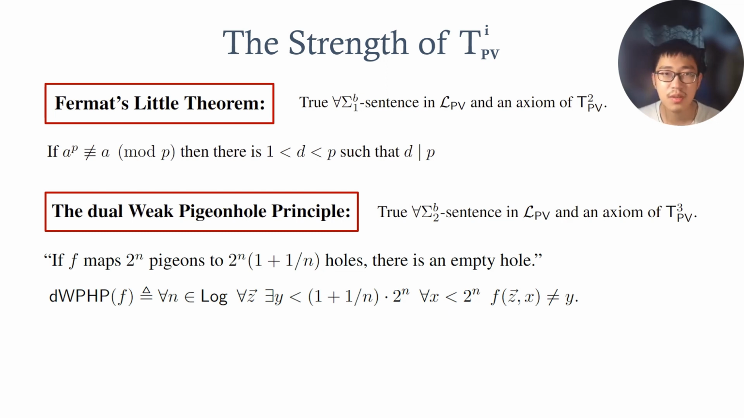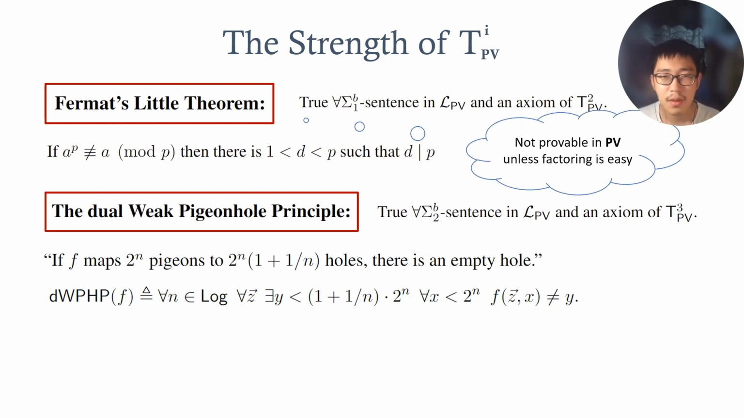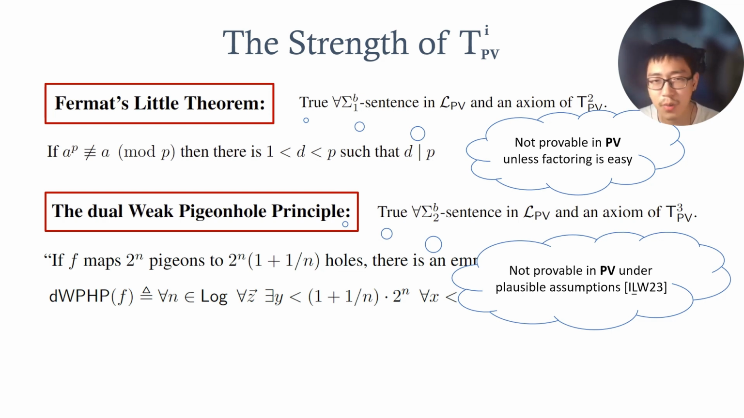These two theorems can be shown in T^i_PV for larger i, but we know that Fermat's little theorem is not provable in PV unless factoring is easy. And this weak pigeonhole principle is not provable in PV under plausible assumptions. So this shows that T^i_PV is a stronger theory.